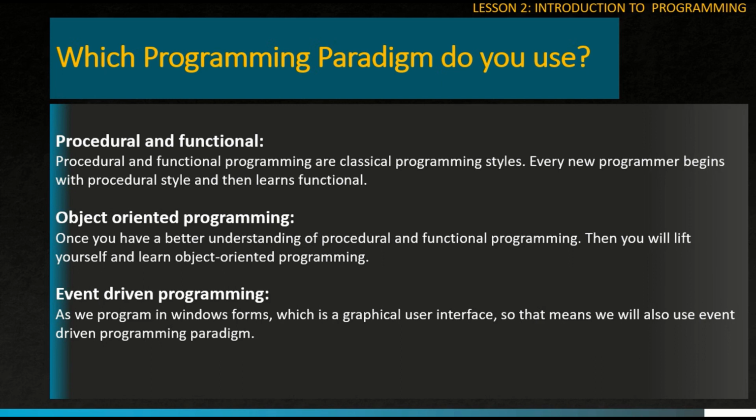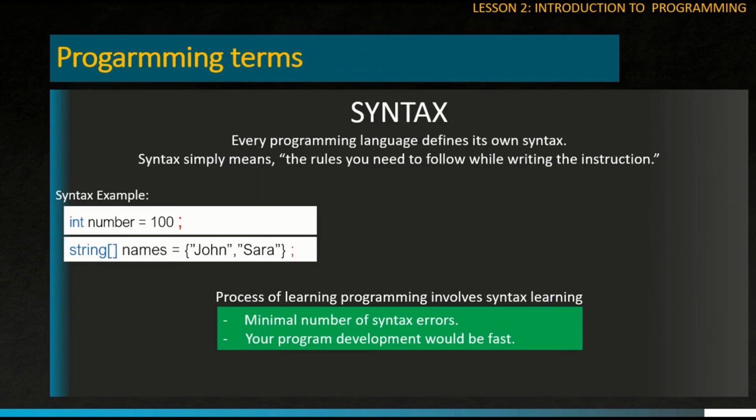So you will program procedural and functional. Once you have a better understanding of procedural and functional programming, then you will lift yourself and learn object-oriented programming. As we program in Windows Forms, that is a graphical user interface, that means we will also use event-driven programming paradigm. We have reached the last session of Lesson 2.